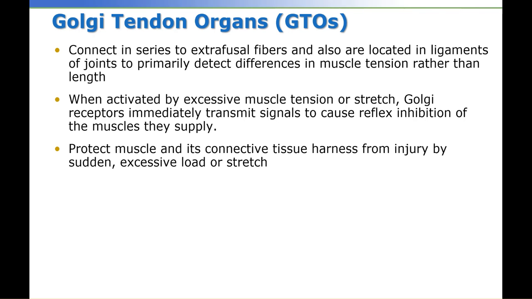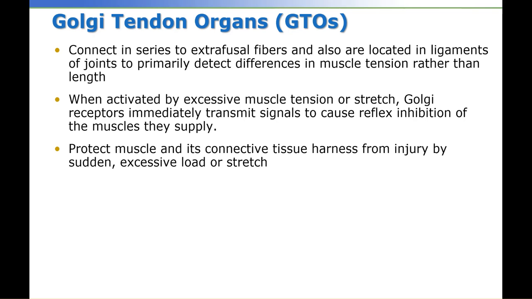Golgi tendon organs connect a series of extrafusal fibers and are also located in ligaments and joints. They primarily detect differences in muscle tension rather than length. When activated by excessive muscle tension or stretch, the Golgi receptors immediately transmit signals to cause a reflex inhibition of the muscles they supply. This protects the muscle and connective tissue harness from injury by sudden excessive load or stretch. So if tension is placed on the muscle after that stretch, it inhibits that tension.